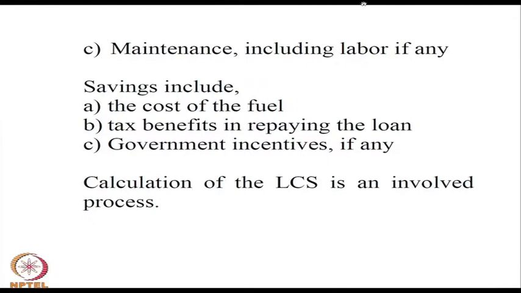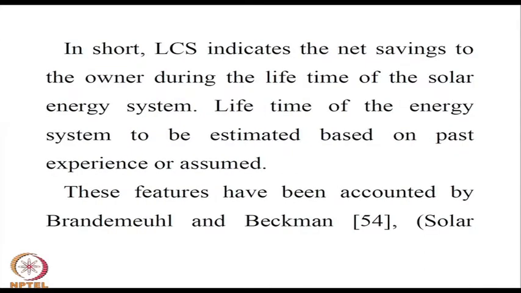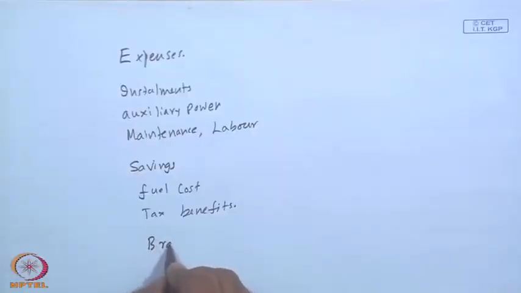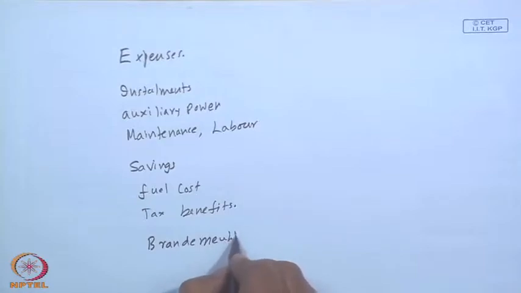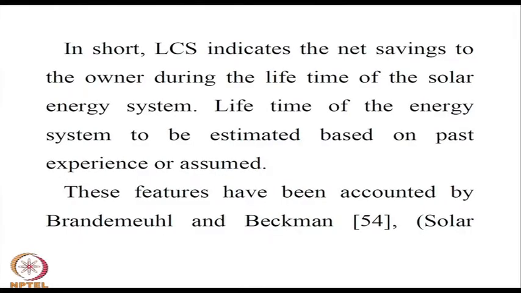So, in general, the life cycle savings, as we have explained, is the amount of money that the system is going to save to the earner during the lifetime of the solar energy system. The calculation of this is an involved process, because the fuel prices do not remain constant, the interest rates may not remain constant, the auxiliary power rate may not remain constant. So, all these features have to be taken into account, of course, assuming a certain scenario. And these features have been accounted for by Brandmuhl and Beckman. The reference is available in your companion notes.